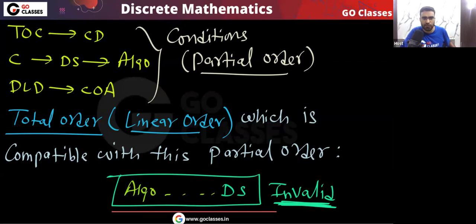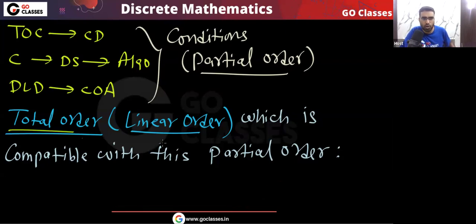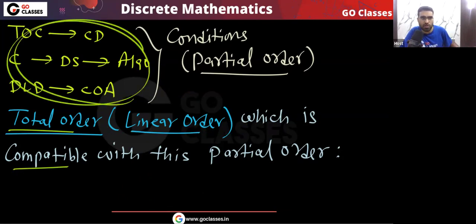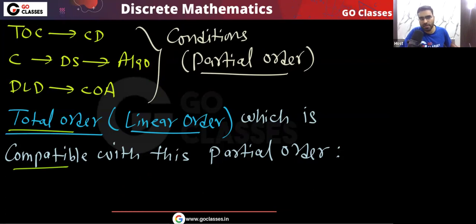Now, if I ask you to find a linear order which is compatible with this partial order, what are you finding? You are basically finding the topological order. Do you agree with me? What you can do, you can do in this order. For example, you can start with C, no problem.